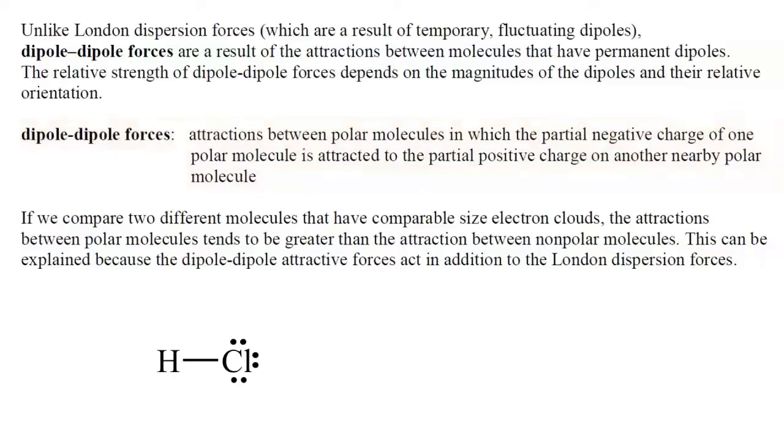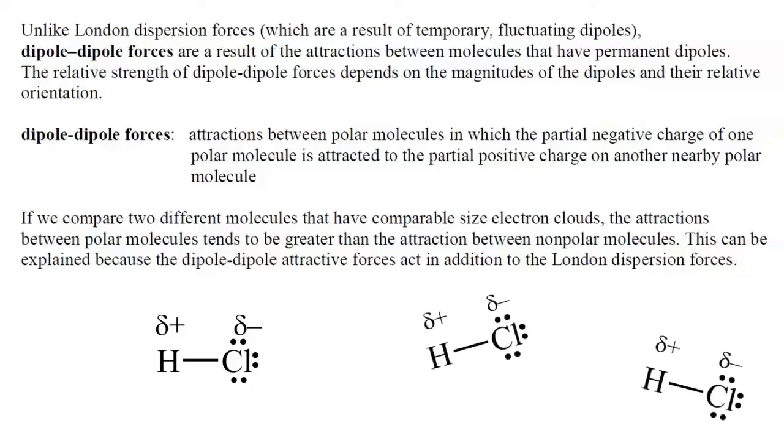For example, HCl is a polar molecule, and since chlorine is more electronegative than hydrogen, there is a partial positive charge on the hydrogen atom and a partial negative charge on the chlorine atom. So when two HCl molecules are near each other, they experience dipole-dipole forces in which the partial negative charge of one molecule is attracted to the partial positive charge on another molecule.